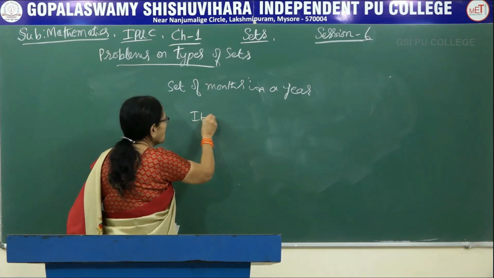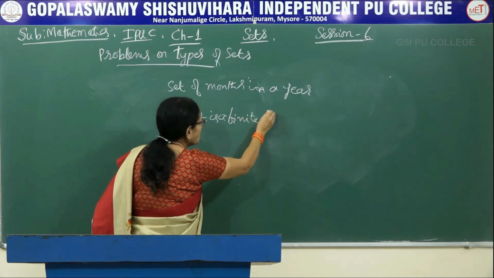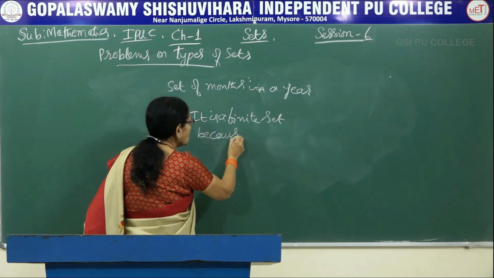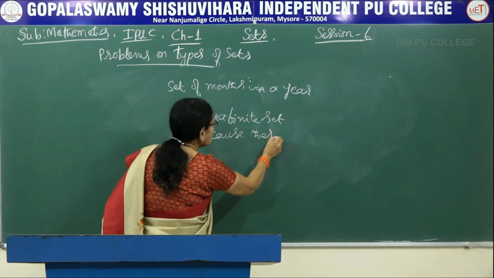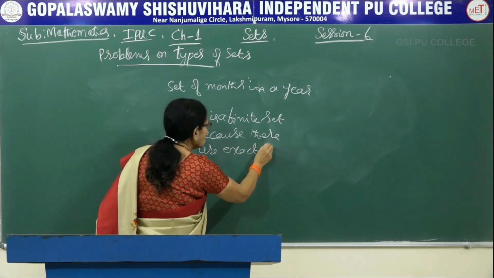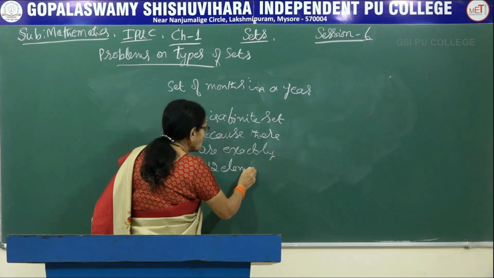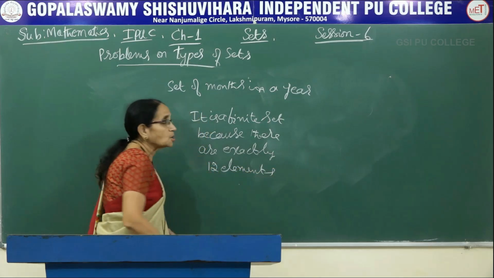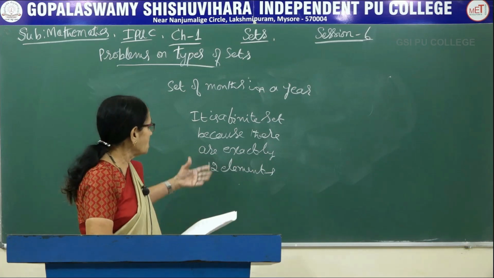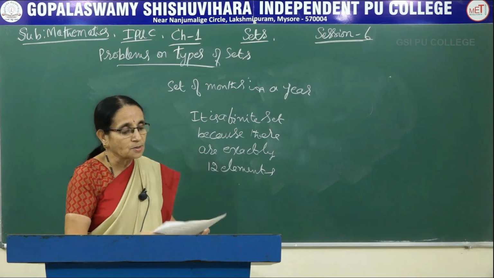This is a finite set, because there are exactly 12 elements, or you can write there are exactly 12 months in a year. So we have this, it is a finite set. So we will be considering examples like this.